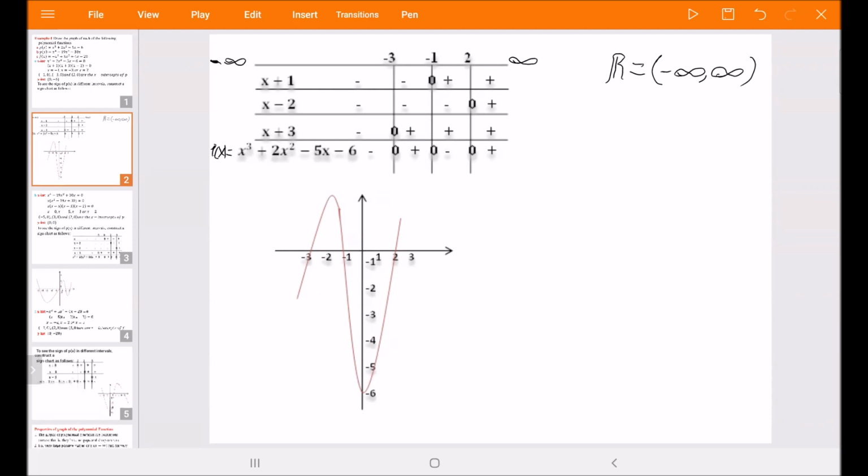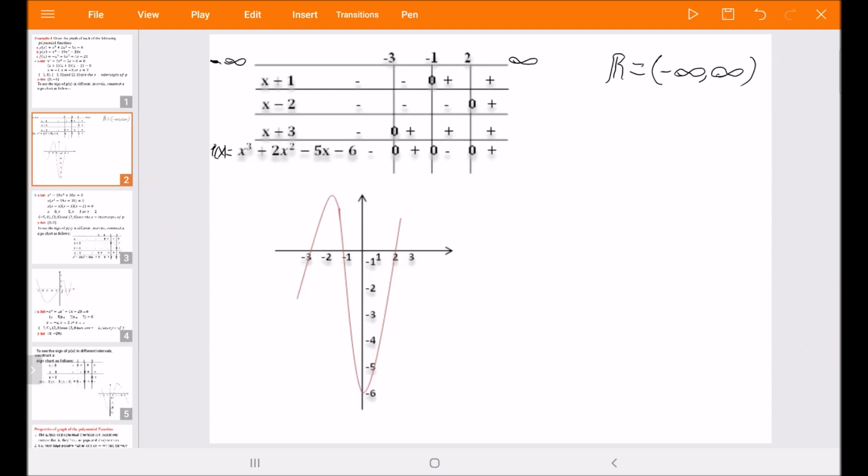Then positive times positive times negative gives you negative. That means the graph of p of x lies, or stays, below the x-axis between minus 1 and 2. And finally, x plus 1, x minus 2, and x plus 3 are all positive for values greater than 2, so the graph of p of x stays above the x-axis for values greater than 2. Now, when you are sketching the graph, you have to mark these 4 points.